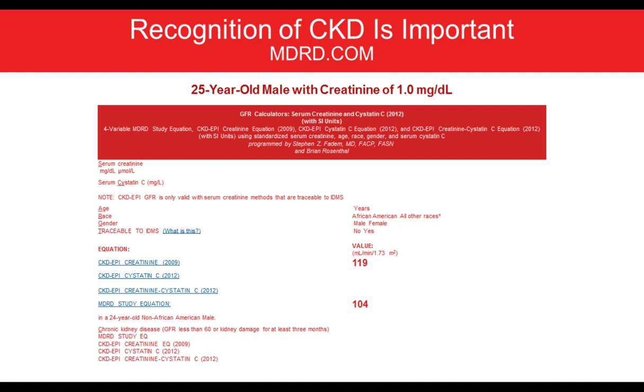So if you have a 25-year-old male with creatinine of 1, it gives you the GFR of 119 or 104, which is pretty good. This patient is safe. You can give contrast. On the other hand, our patient who had creatinine of 1.3, 1.2, it looks pretty good.